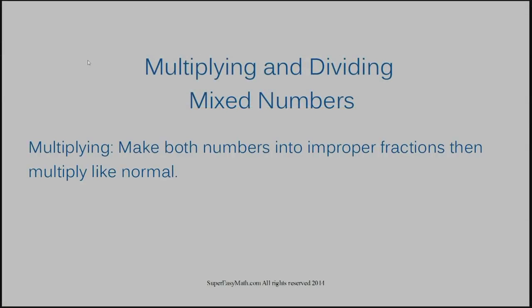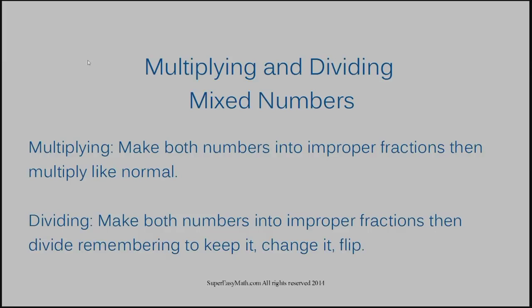When multiplying mixed numbers, you want to make both numbers into improper fractions, then multiply like normal. For dividing mixed numbers, you want to make both numbers into improper fractions, then divide, remembering to keep it, change it, flip it.